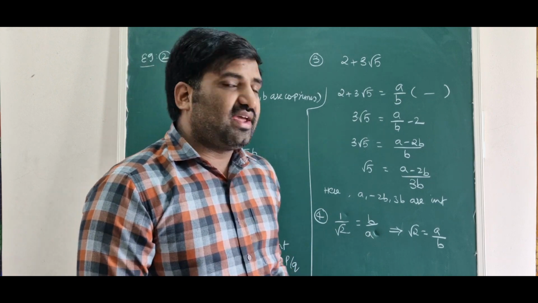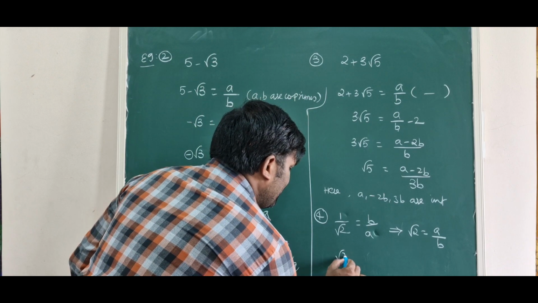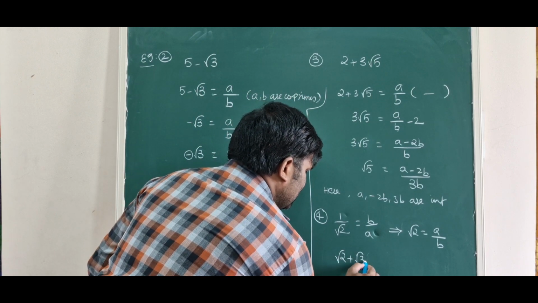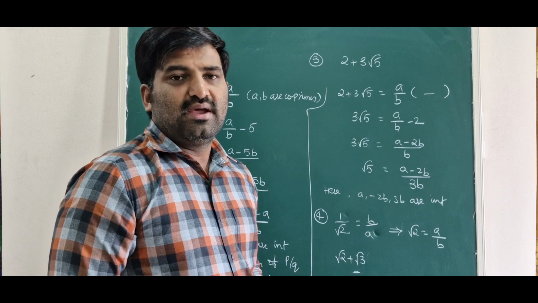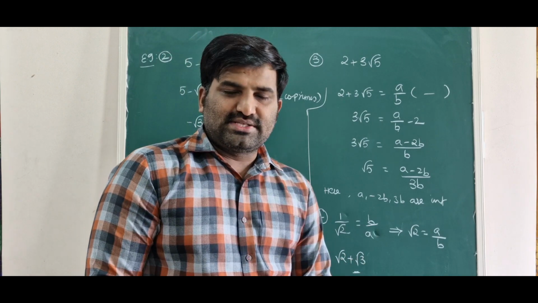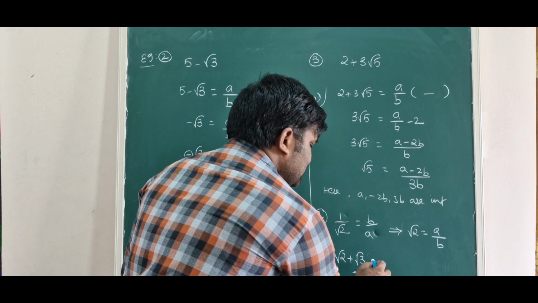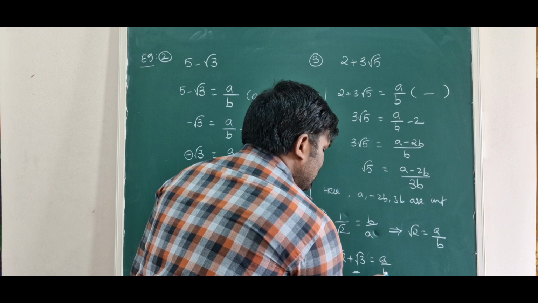So along with this, we have a combination of two irrational numbers like root 2 plus root 3. Prove that root 2 plus root 3 is irrational. These are questions you don't have in the textbook, but from the exam point of view, they may ask you how to prove root 2 plus root 3 is an irrational number. If you want to prove it, take root 2 plus root 3 equal to a by b.